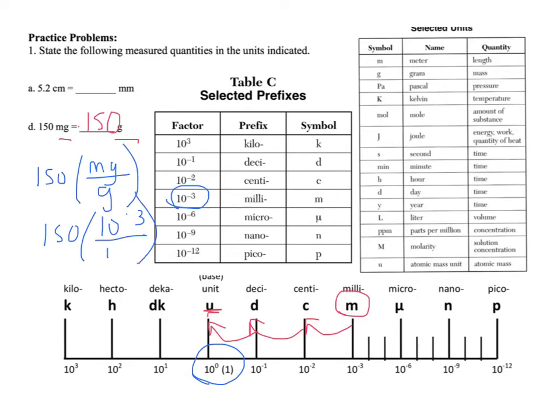So 150 times 10 to the negative 3 is 0.150. In chemistry, it's best if we put the leading 0 in front of any decimal number. So 0.150 would be the best way to report this answer.